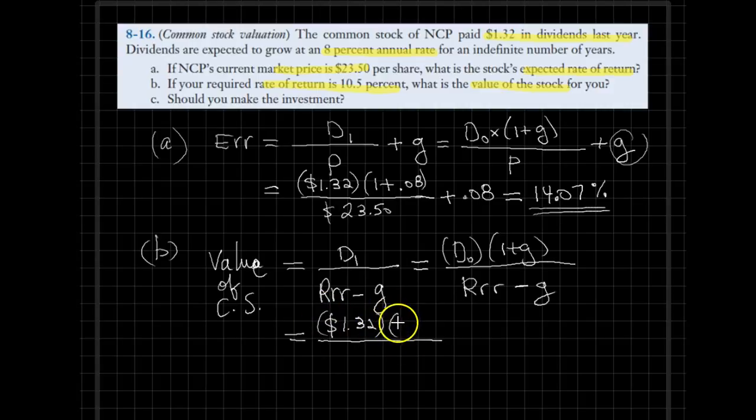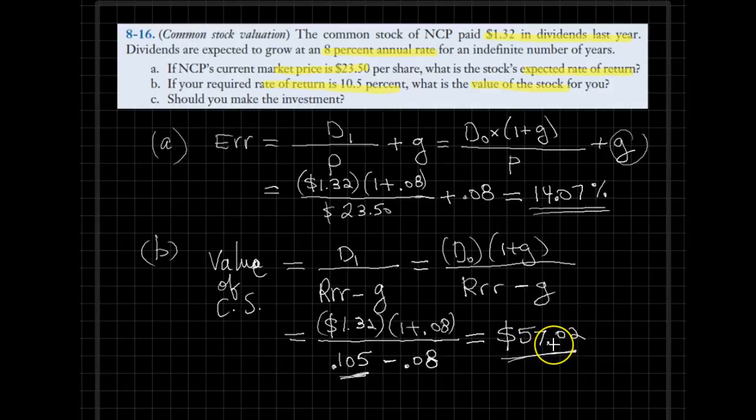$1.32 is the dividends in the previous year. 1 plus the growth rate, which is 8% again, divided by the required rate of return, which we are given as 10.5%, in decimal form, and again the growth rate here is 8%. So as I said earlier, just doing these algebraic operations properly, we should get $57.02 as the valuation of this common stock for our investor.